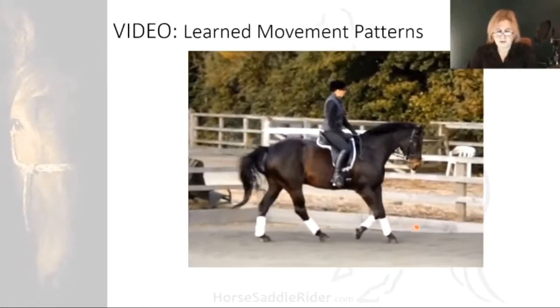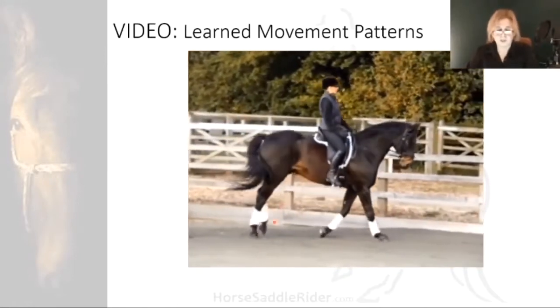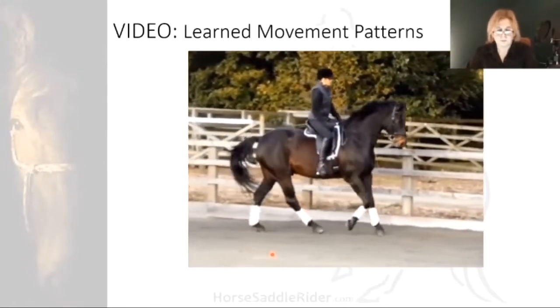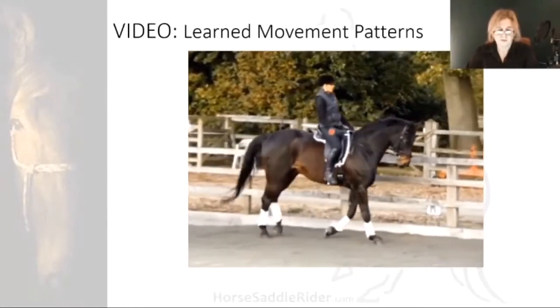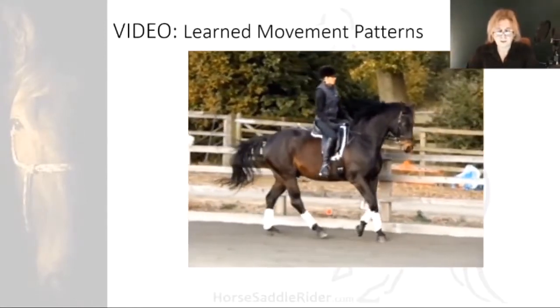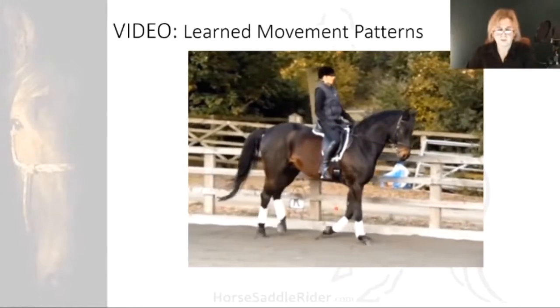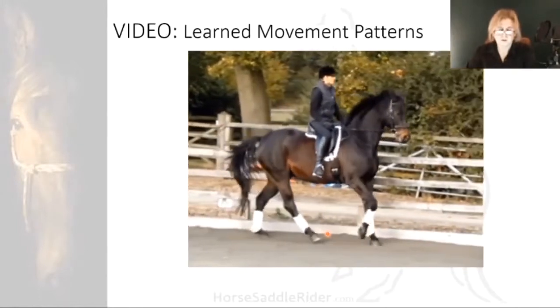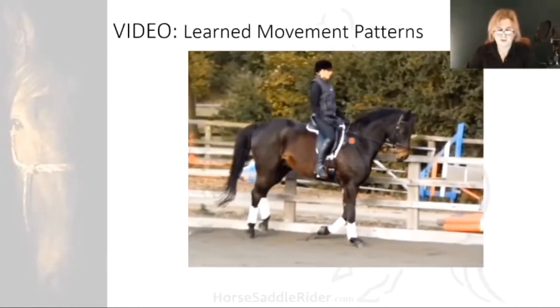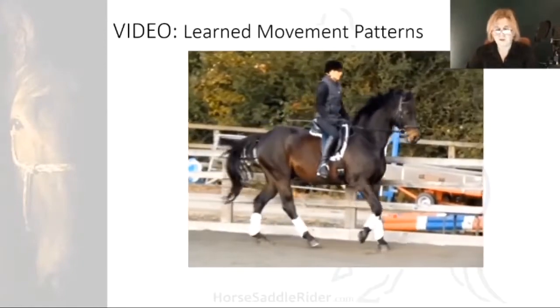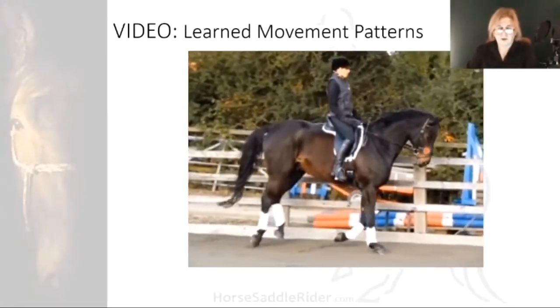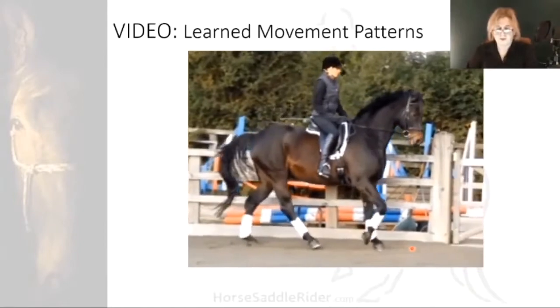And the horse doesn't have to think about how to turn. The rider remains in balance on the seat bones. The legs are still, the lower legs. And the horse is pushing up in front into the contact. So it's learned how to do this.